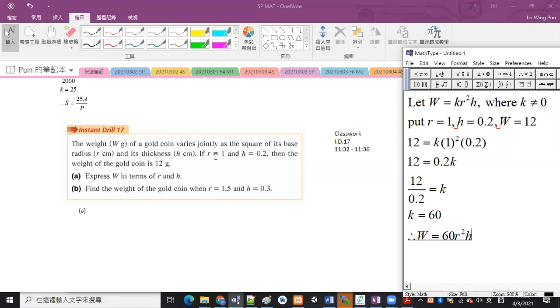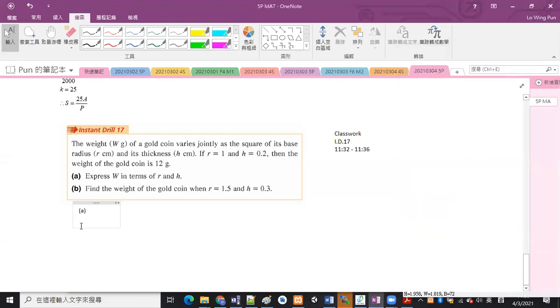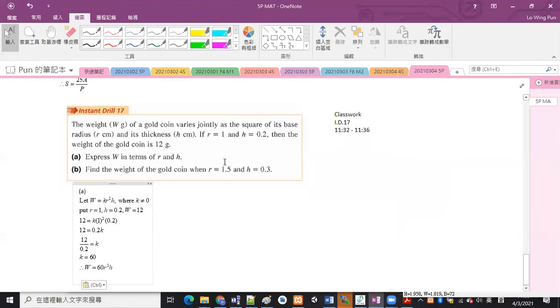Okay, so that is the answer of part A. And then part B. Find the weight of the gold coin when R is 1.5 and H is 0.3.